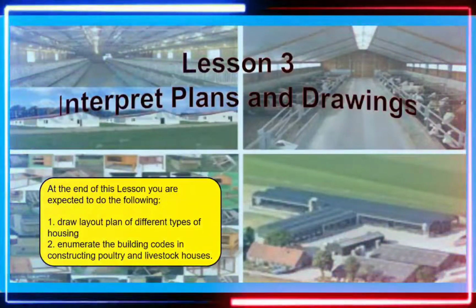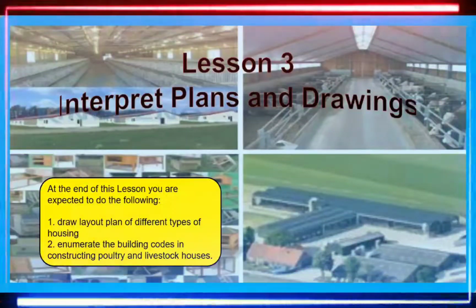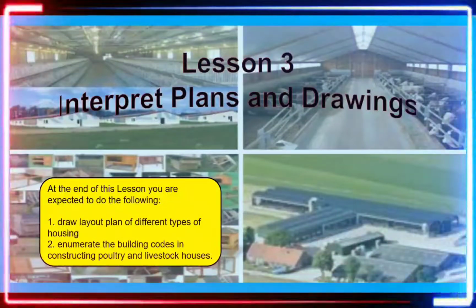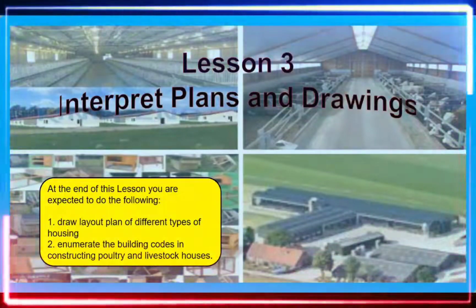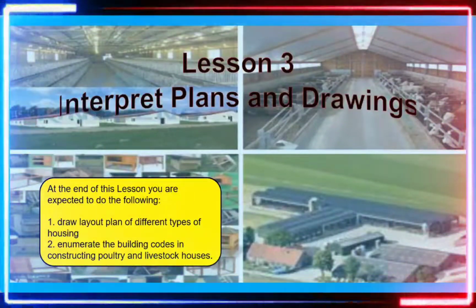Animal Production, Lesson Number 3, Interpret Plans and Drawings. At the end of this lesson, you are expected to do the following. Draw layout plan of different types of housing. Enumerate the building codes in constructing poultry and livestock houses.